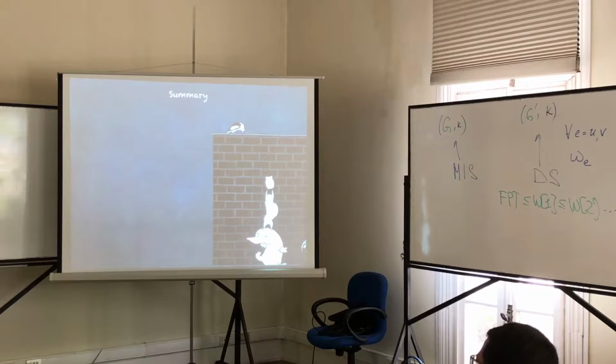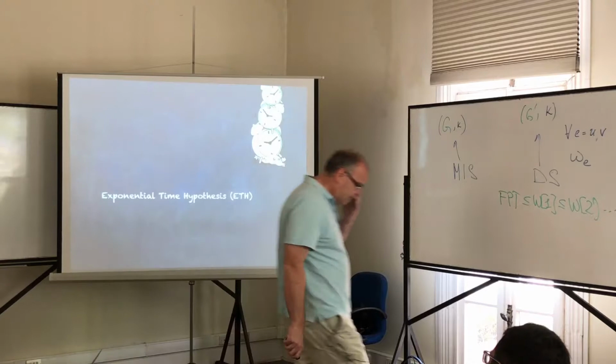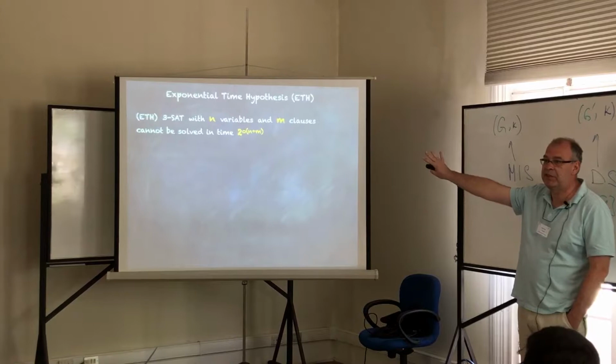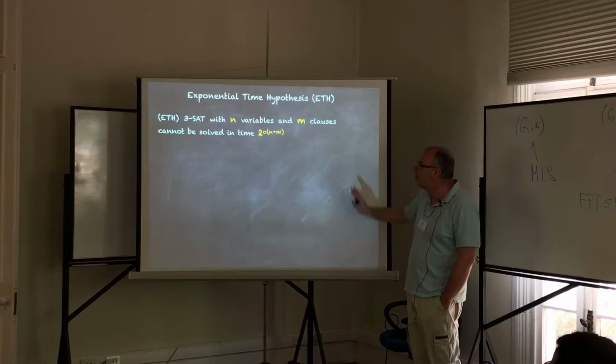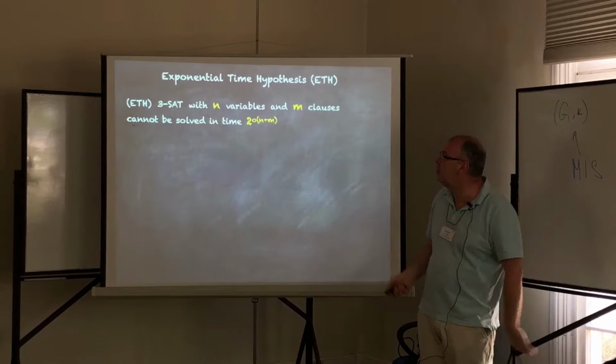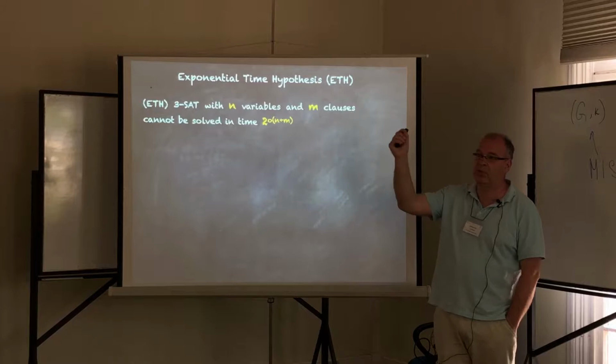Okay, because the exponential time hypothesis came into play. So what is the exponential time hypothesis? This is not the standard way of stating it, but if you are doing algorithms, it's the most convenient. 3SAT, the Boolean formula in CNF with every clause of size at most 3, with n variables and m clauses, cannot be solved in time 2^(o(n+m)).